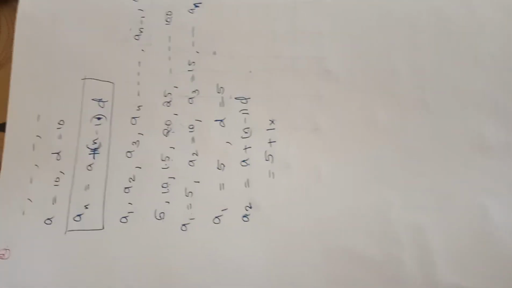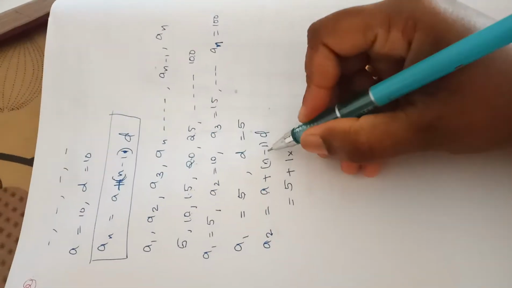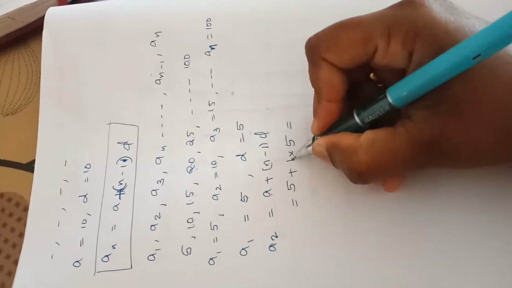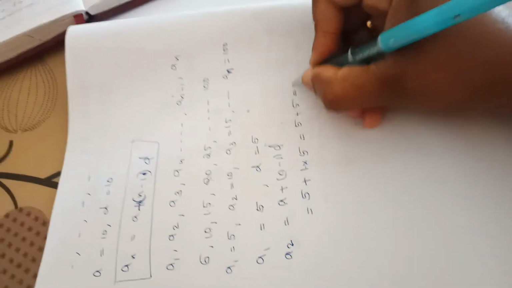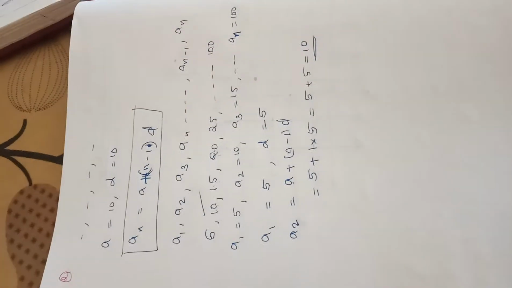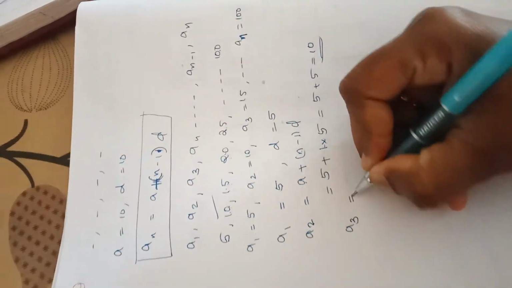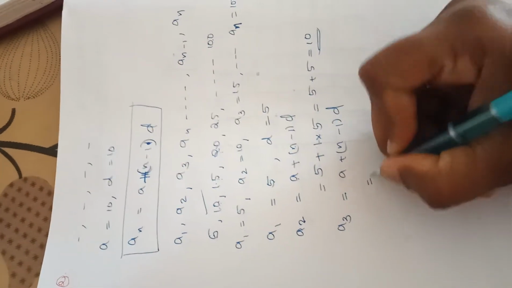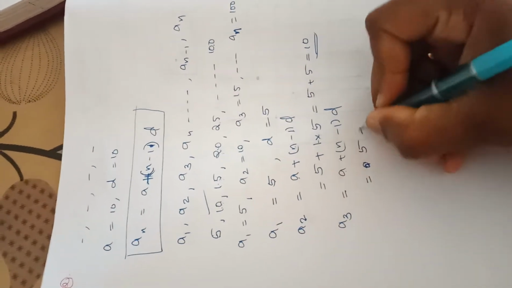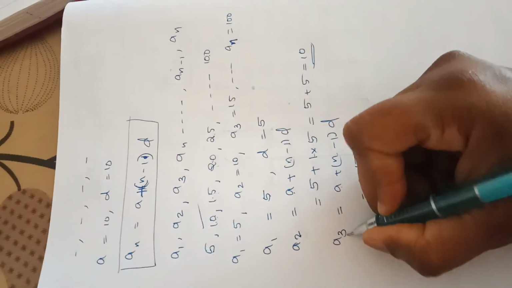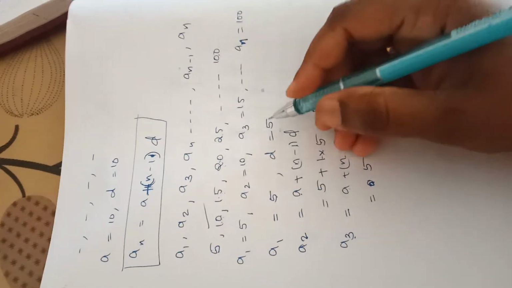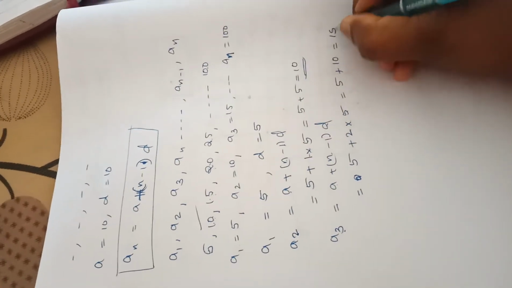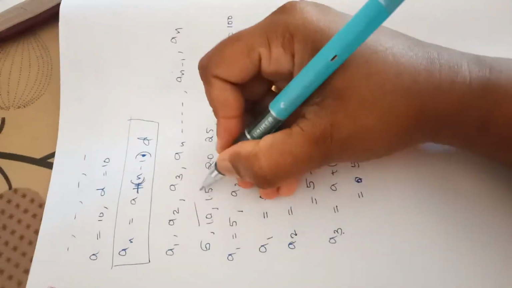So we will get A2 is equal to A plus N minus 1. N minus 1 means 2 minus 1, into D is equal to 5. So 1 into 5, 5. So 5 plus 5 is equal to 10. We got the second term. If you want to get the third term, A3 is equal to A plus N minus 1 into D, same equation. So 5 plus N minus 1. Here it is 3, so 3 minus 1, 2 into D, which is always 5. So 5 plus 2 into 5 is 10. 5 plus 10, 15. Got the third term.